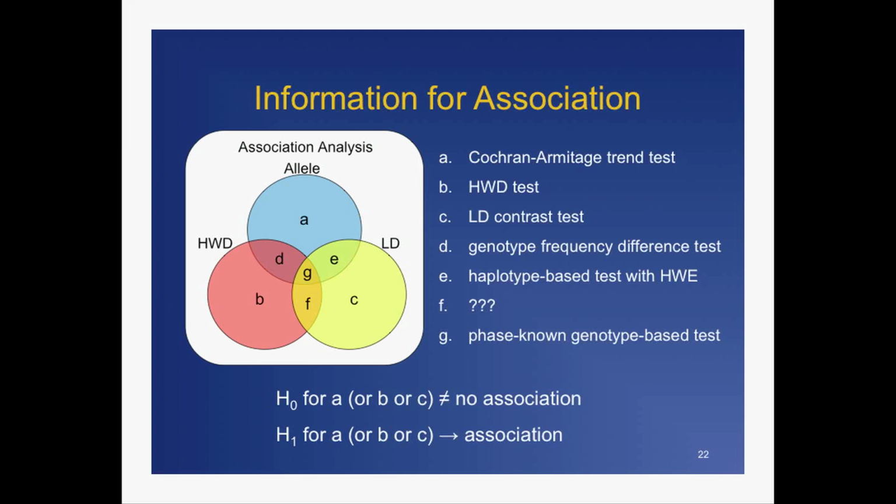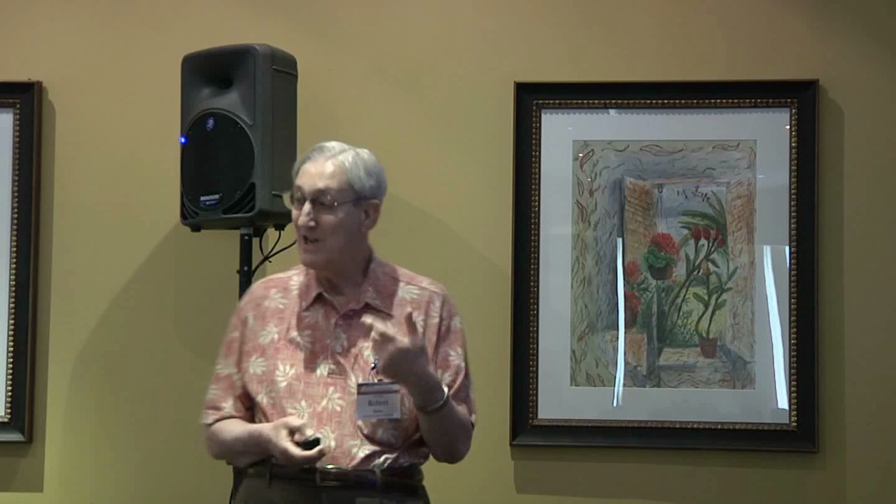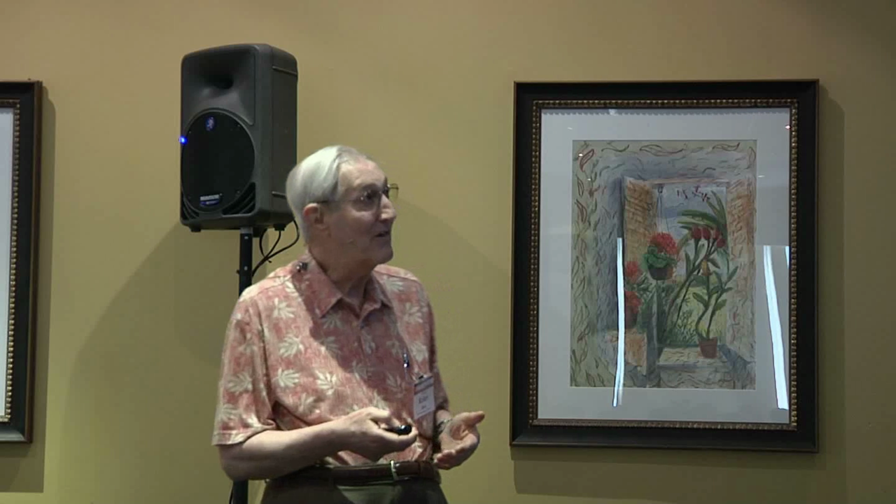What I do want you to notice here, though, is that if you decide that the null hypothesis is true for any one of these three tests, it doesn't imply there's no association. It just could be you looked at the wrong one. On the other hand, if you say you are sure you have the alternative for any of them, then you have association. Okay? This is the basic idea I want to get across.